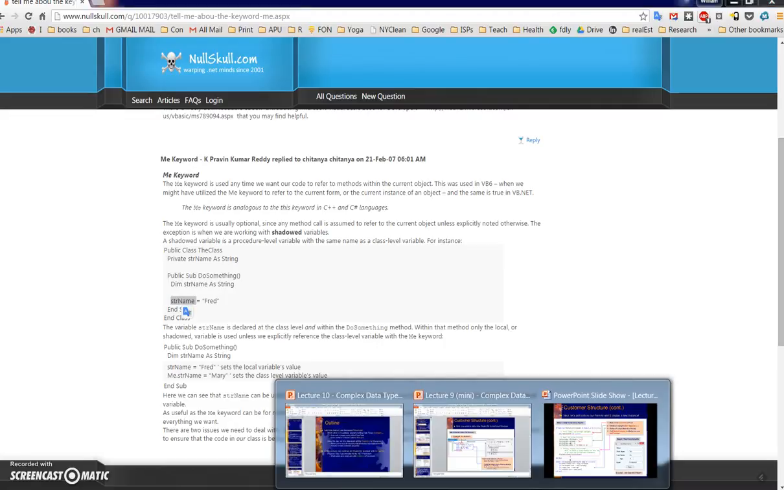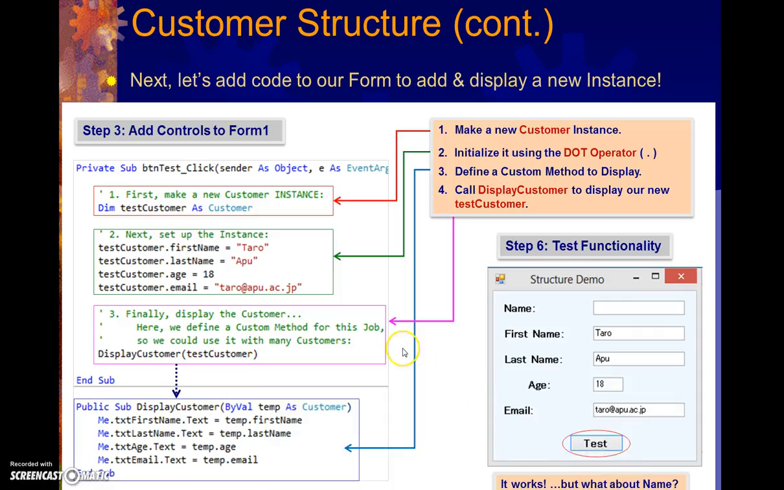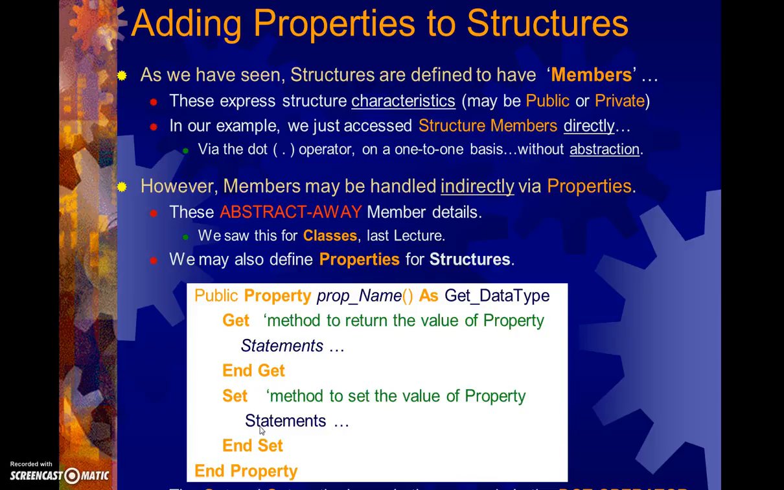So we have the me keyword, rather. I'm sorry. Okay. So anyway, we have this subroutine here, or subprocedure here. And we run it here, and we see that it works. But he says, then what about this one? This wasn't part of our structure, and we didn't fill it in yet. So what can we do?